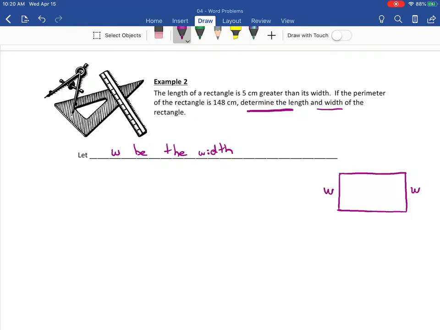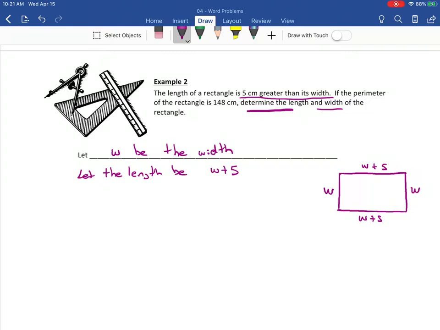Now, a lot of people then would say, let L be the length. And you could do that, but you're causing yourself sort of a problem here if you make L the length. And in geometry problems like this, we want to avoid using extra variables if we don't have to, because it makes the question a lot more complicated. Because they told us something about the length. The length is 5 centimeters greater than the width. So what I'm going to say is let the length be W plus 5. So when I put it on my rectangle here, this length is W plus 5.